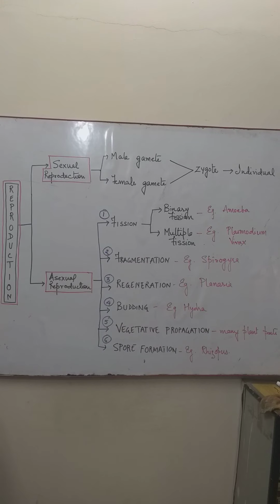Regeneration is the third type. Budding is seen in Hydra and other organisms as well. Vegetative propagation is a method of reproduction that plants mostly follow. And spore formation is an important method of reproduction in the case of fungi, where Rhizopus is considered a very good example.